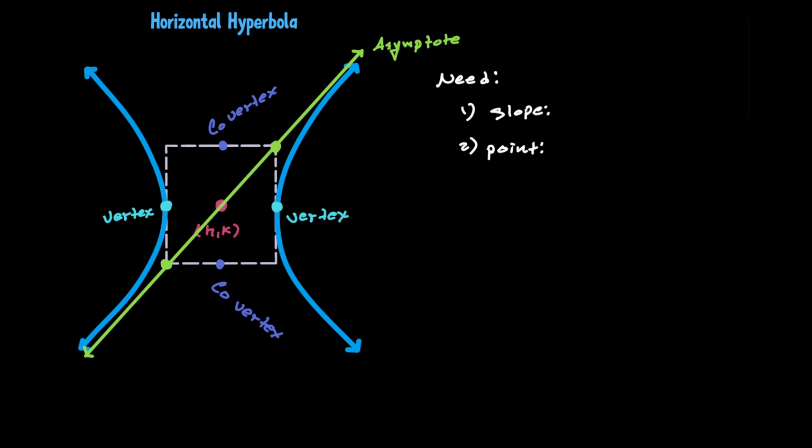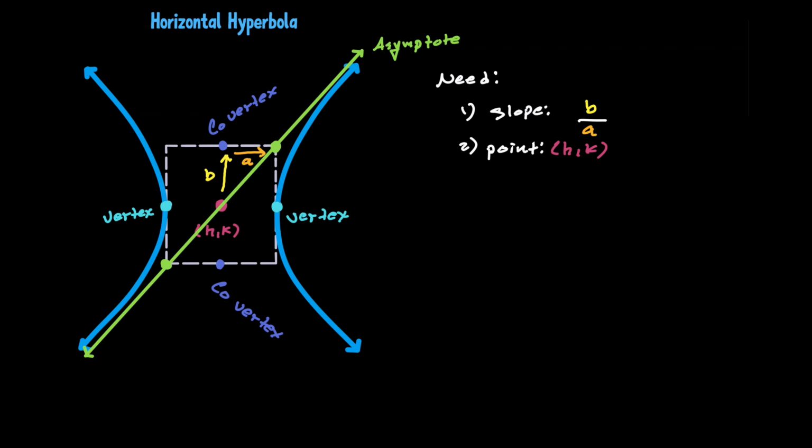But notice that this line also passes through the center. So when it comes to a coordinate point, let's use the center, h comma k. And now the slope, let's choose 2 points on this line and let's find its vertical and horizontal movement, rise over run, where rise will be the distance between the center and the co-vertex. We have represented that as B, and run will be this horizontal line. But notice that that is the same distance that we have from the center to the vertex, which we have labeled as A. So now we can define our slope as B divided by A, rise over run.